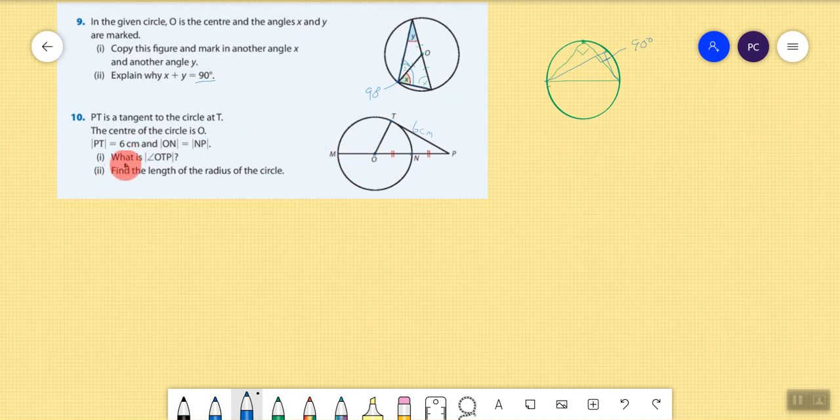What is the angle OTP? So the angle OTP.